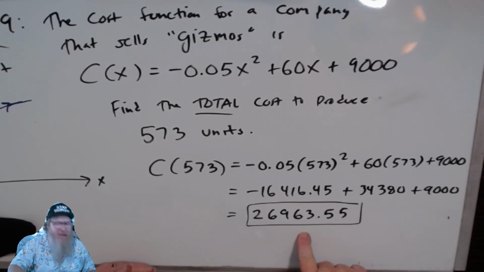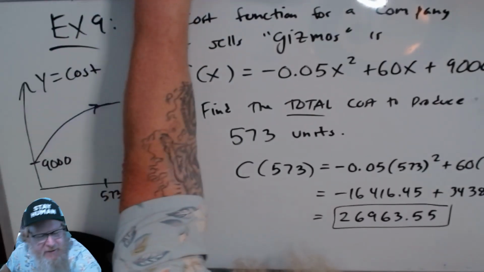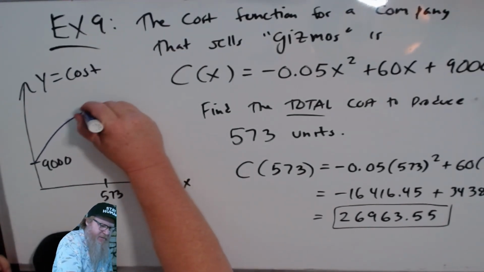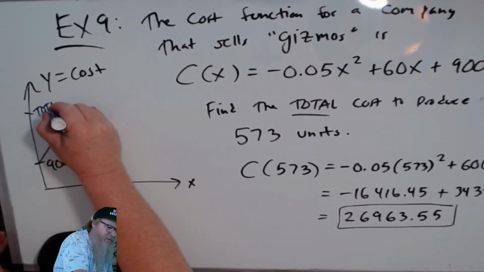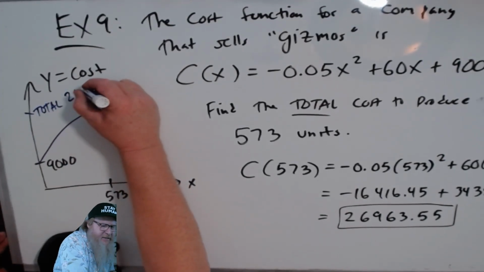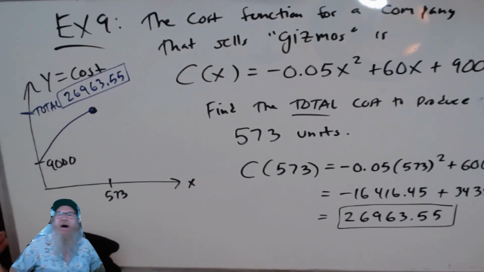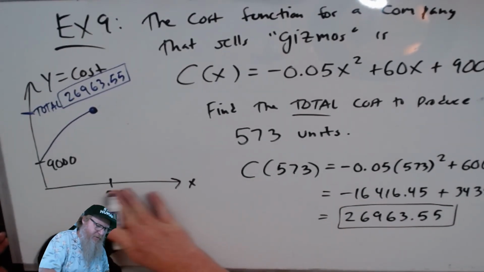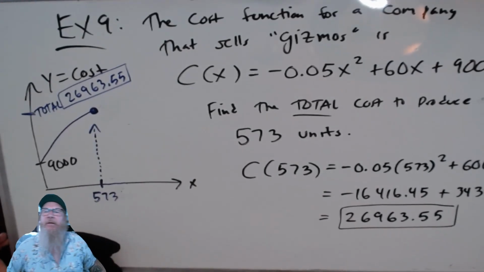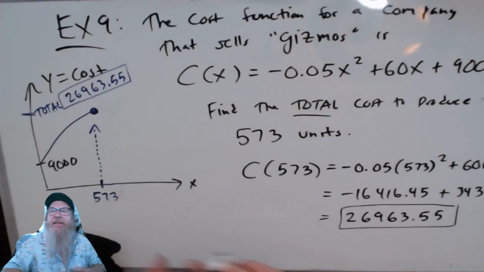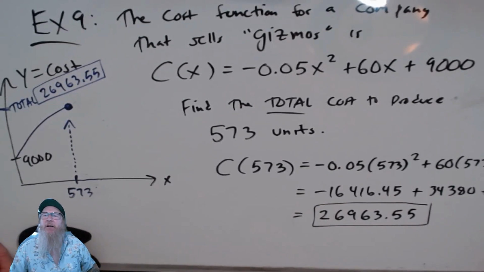All right, so that's how much it costs to produce 573 units. So I'm on my graph here. The profit can be negative, but cost and revenue are always positive. And then this is my total, 26,963.55. So that's my cost on the y-axis to produce 573 units. Okay. That's not even calculus. We could have done that in an algebra or an arithmetic course. Although I probably wouldn't put this in a basic math course, but college algebra courses is a good problem.